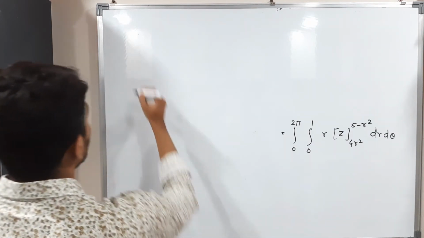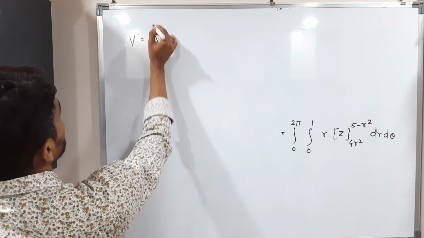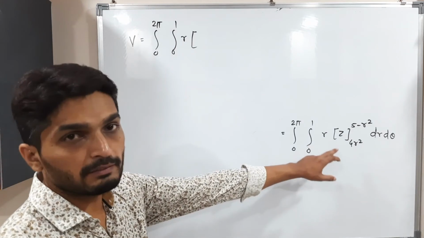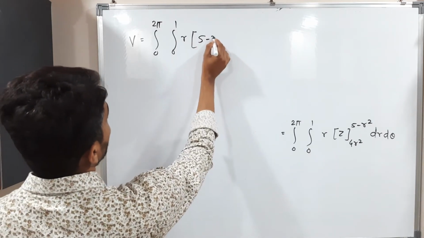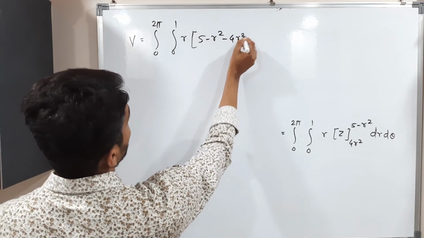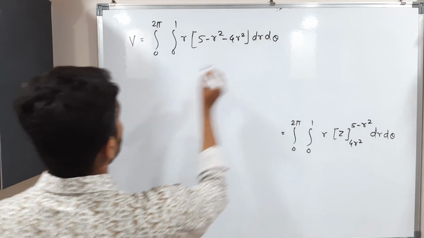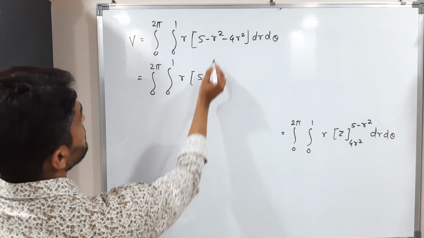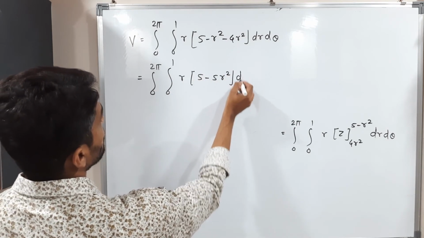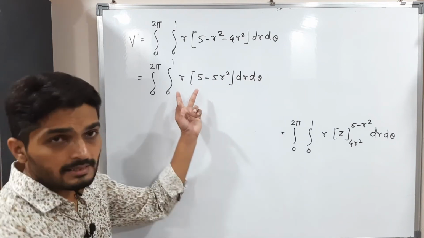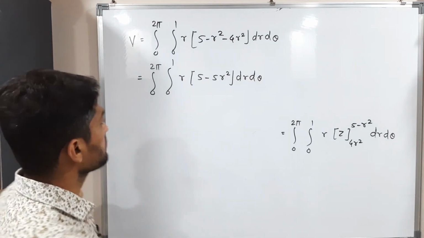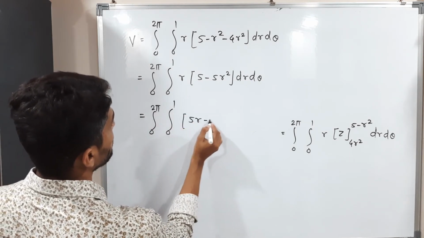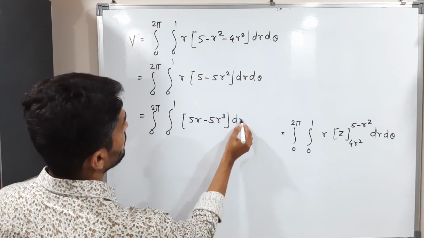So volume is equal to integration 0 to 2 pi, 0 to 1, r. See, I am putting the upper limit first, 5 minus r square. Lower limit is 4r square, dr d theta. See, 5 minus r square minus 4r square, 5r square, dr d theta. Let us take the product first, then we will integrate. See, the product will be 5r minus 5r cube dr d theta.